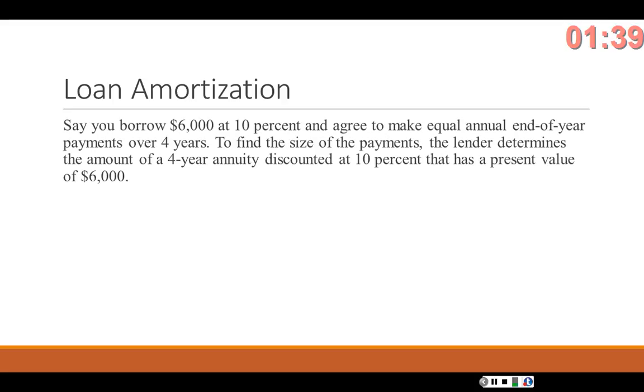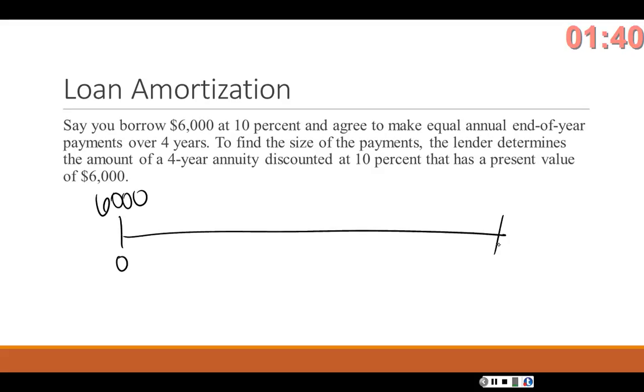To find the size of the payments, the lender determines the amount of a 4-year annuity discounted at 10% has a present value of $6,000. Basically, all that says is you're borrowing $6,000. So at time period 0, you're receiving $6,000. At the end of 4 years, you want to have that balance down to 0. The lender charges 10%. So we want to know how much we have to pay every period to have our balance 0 at the end of 4 years.